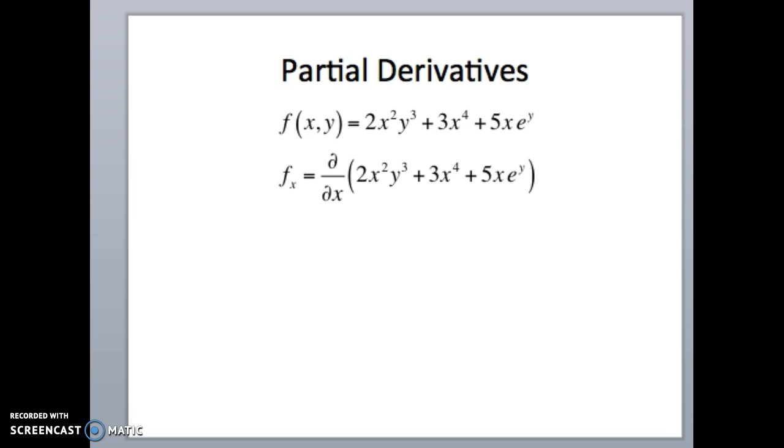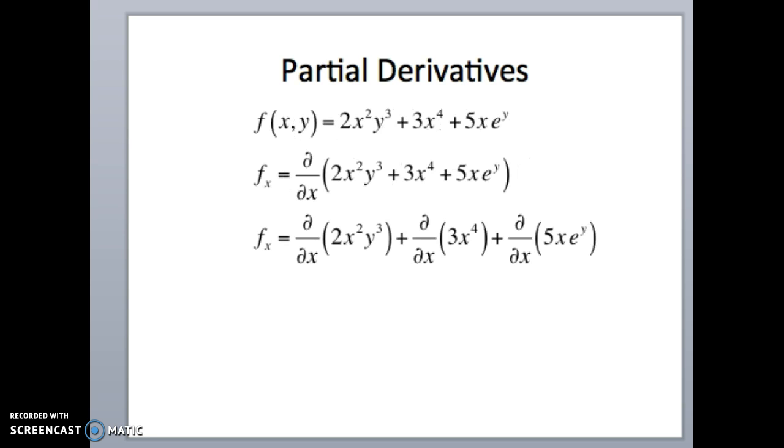So we're looking at our function. F of x y is 2x squared y cubed plus 3x to the fourth plus 5x e to the y. We want to find the partial of f with respect to x, using that notation, the funny looking d with respect to x of that whole thing. Now, the derivative of the sum is the sum of the derivatives. We know that from earlier work. The same thing is true for the partial derivative. So the partial derivative of the sum, these three pieces, will be the sum of the partial derivatives: the partial derivative of the first piece, plus the partial derivative of the second piece, plus the partial derivative of the third piece.